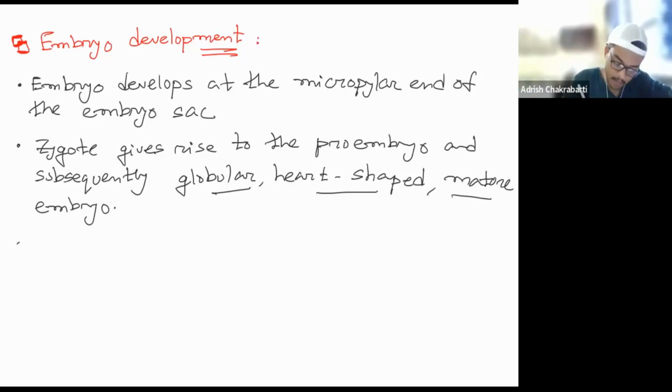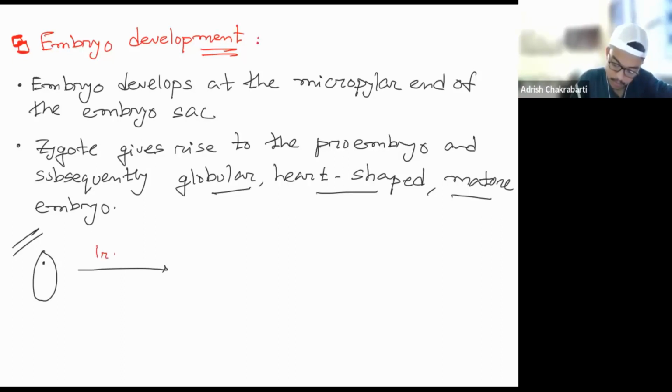Okay, the mechanism is a bit long, and perhaps it will go over more than 2 pages. So first we have the zygote. Then the first division is a transverse division. Transverse division is TD.